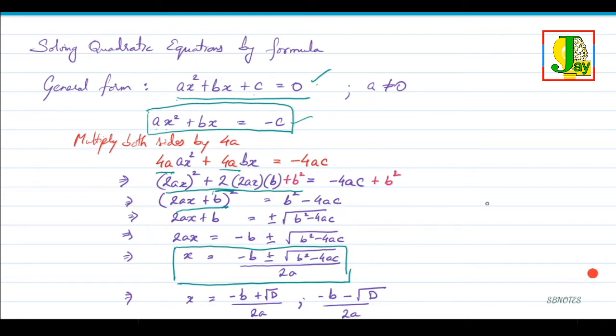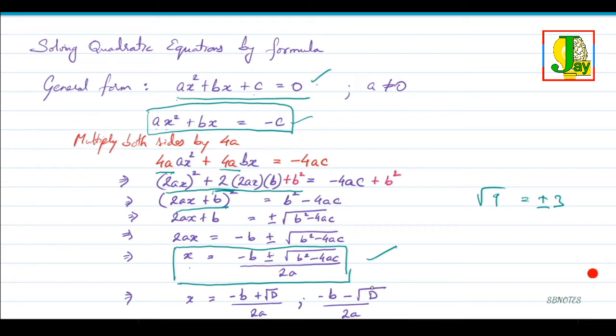You know that root over something, suppose root over 9, what is the value? It is not only 3, we also get minus 3, since minus 3 square is also 9. That's why we get plus minus. Hence we write plus minus root over b square minus 4ac, and x equals minus b plus minus root over b square minus 4ac, with 2a in the denominator. Once you take plus, you have minus b plus root d by 2a, and the other one you take minus, so minus b minus root d by 2a.